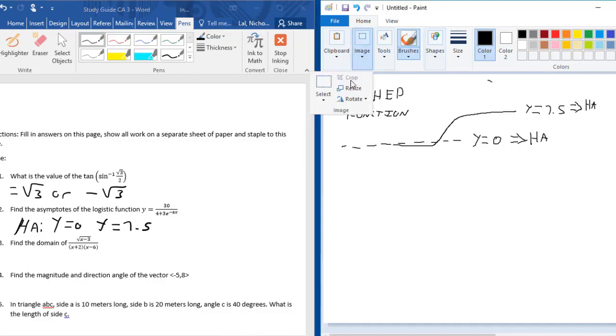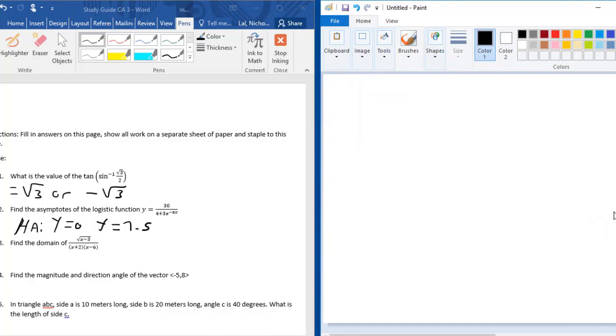Alright, moving on to the next problem. I'm going to find the domain algebraically and with my graphing calculator for this one. Find the domain of the square root of x minus 3 over x plus 2 times x minus 6.